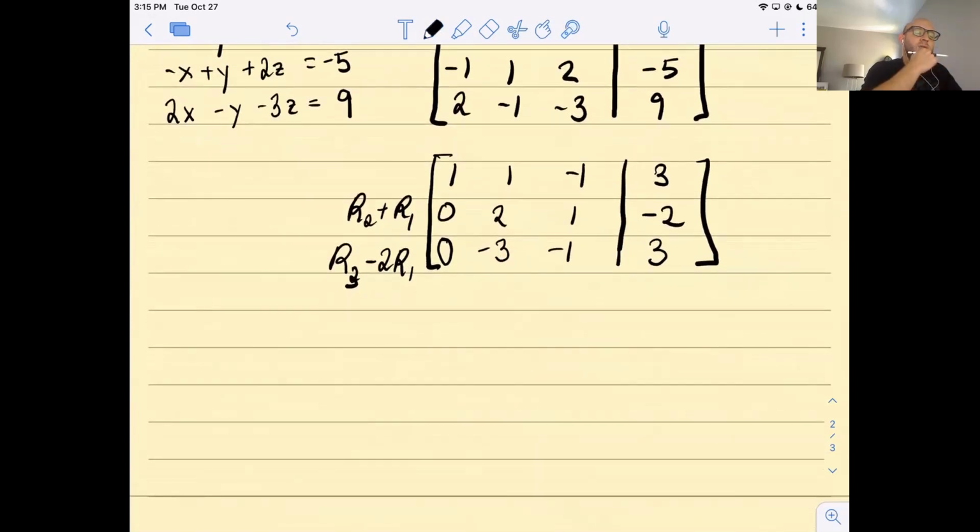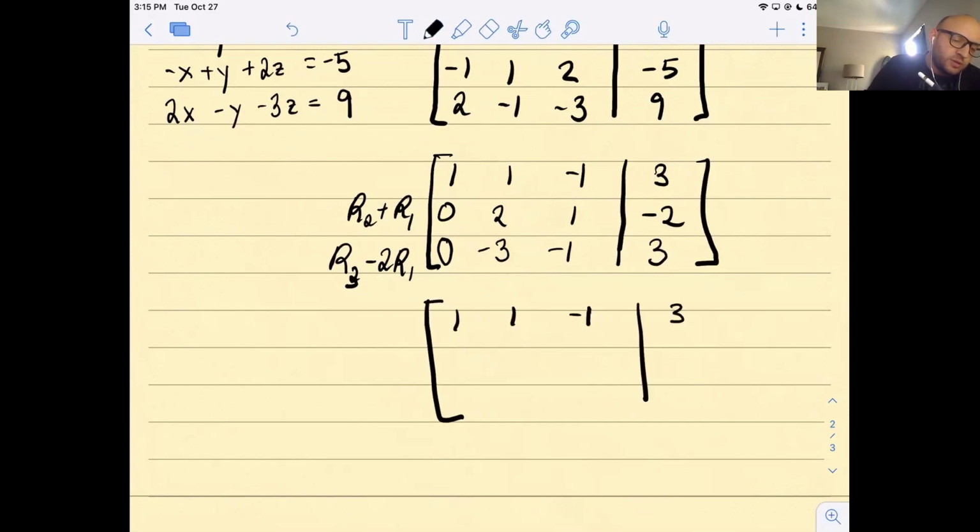So let me try this. What you can do here is to use the 2 to eliminate the -3. It's similar to what we did with elimination when you have different coefficients. So this is 3, this is 0, 2, 1, -2. And then this one, you turn them both into 6. So this would be 2R3 plus 3R2.